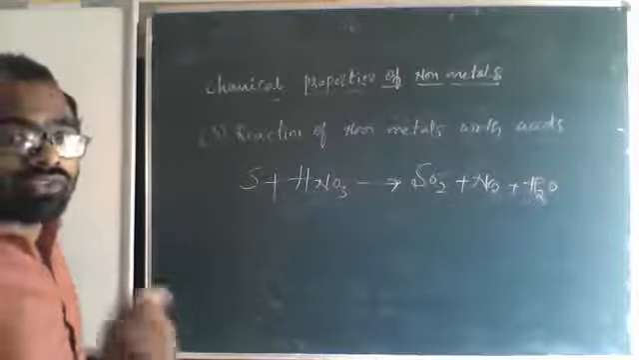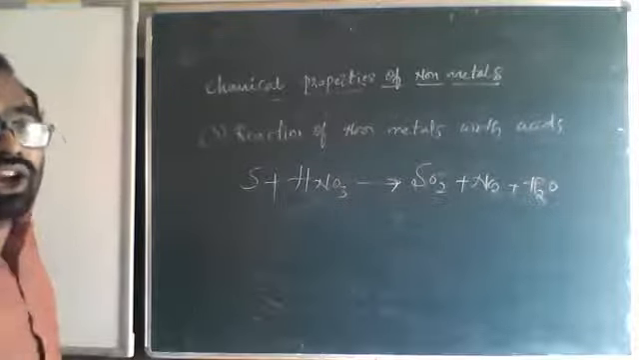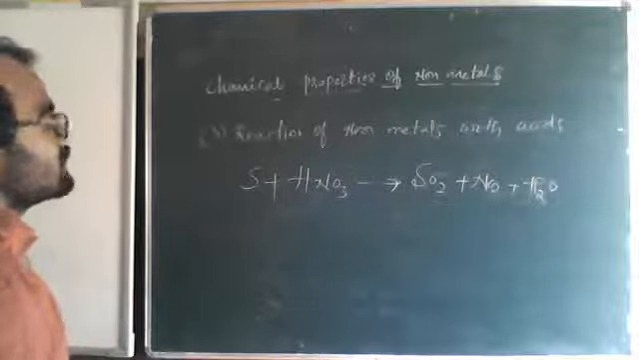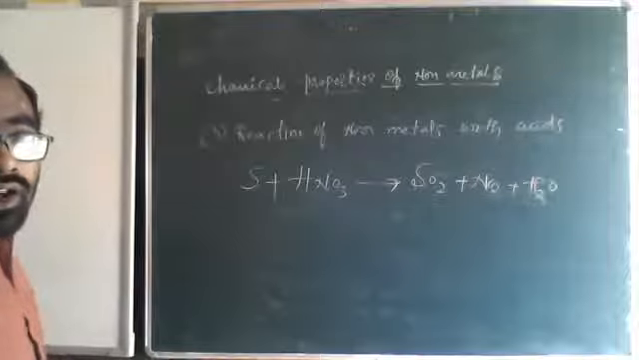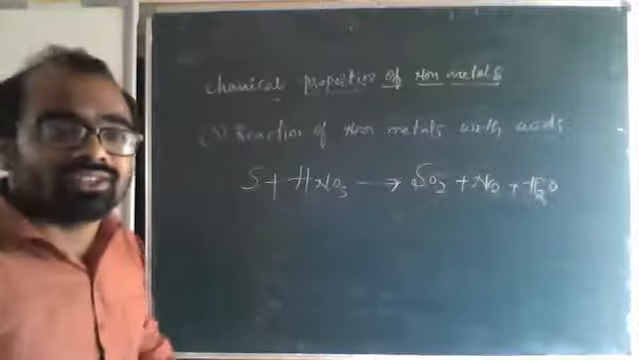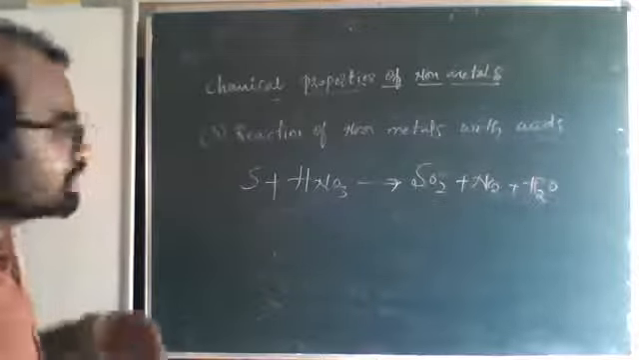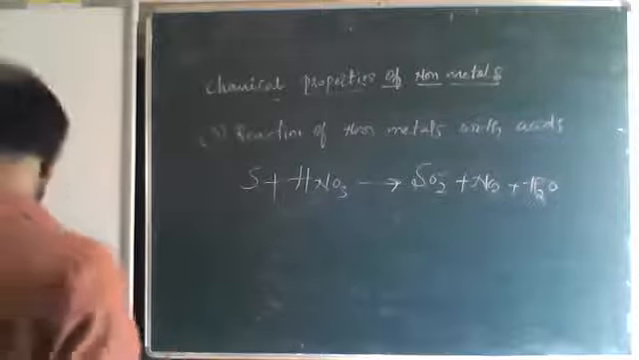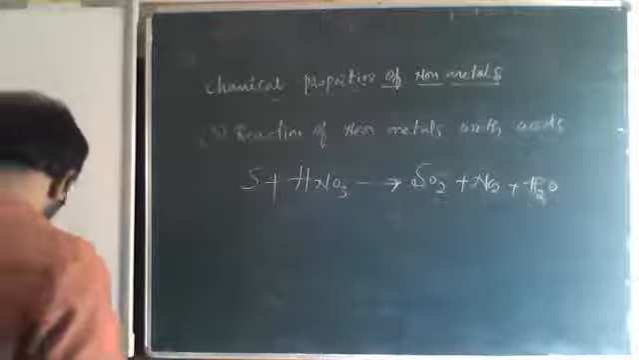Reaction of non-metals with acid. Sulfur is a non-metal, so this is reacting with an acid. Now, which acid is it? Nitric acid. So it is producing sulfur dioxide and nitrogen dioxide along with water.